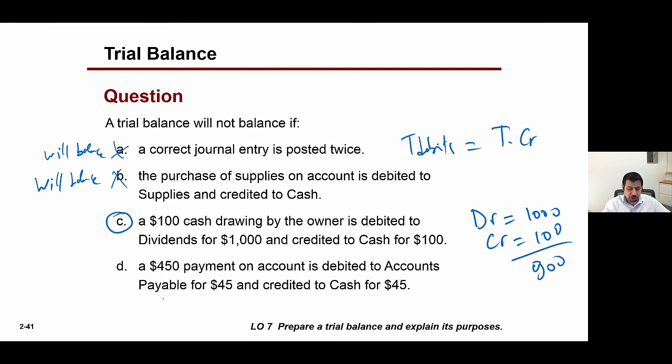The last one is $450 payment on account is debited to accounts payable for $45 and credited to cash for $45. Again, debits are equal to 45, credits are equal to 45. So the trial balance will balance as well. So this is not the right answer. Remember, you always need to look at the debits and credits in order to see whether it will balance or not.